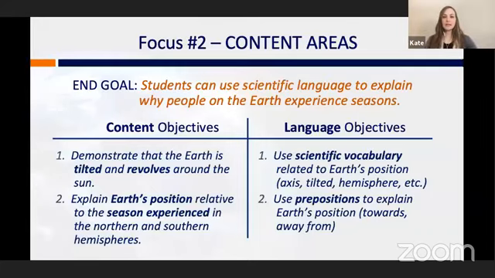Great. So on the content side, we have those concepts and ideas that we want our students to be familiar with. And on the language side, we're focusing on how students can show us in English that they understand those concepts. So great, exactly. Very clear. Thanks.